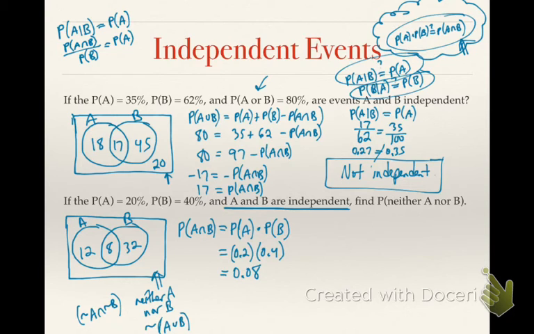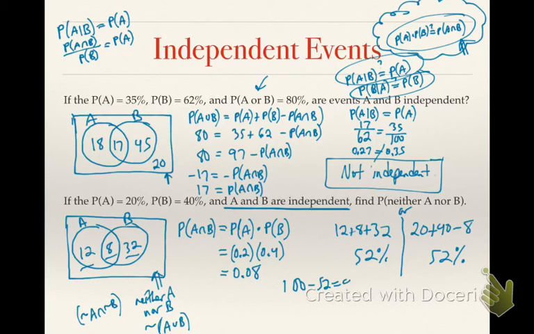So I have to find out what the union is. The union is 12 plus 8 plus 32. Or if you use the formula for union, it would be 20 plus 40 minus 8, A plus B minus the intersection. But another way you can find the union, if you have the numbers, just add all the numbers up. I think that's a little easier. 12 plus 8 plus 32 gives you a total of 52%. So the probability of neither A nor B must be 100 minus 52, which is 48.